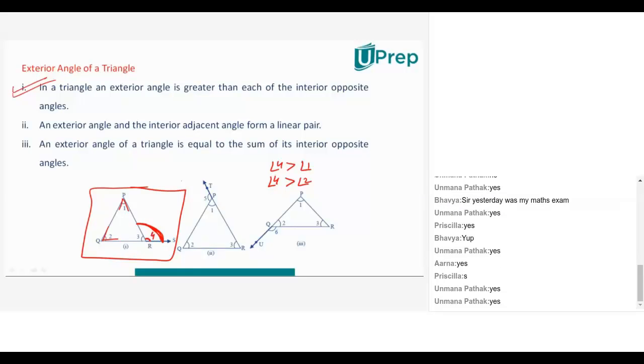Yes or no? Put in a yes or no. Beautiful. Now, what's the second property? Who can explain the second property to me? Relatively easy. Who can explain the second property?